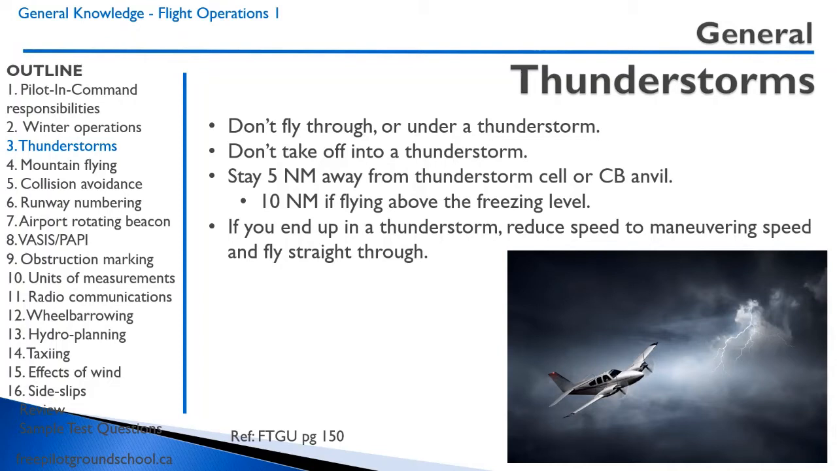If you end up in a thunderstorm, you want to reduce your speed to the maneuvering speed and you want to fly straight through it. You do not want to subject the aircraft to additional G-forces. It's usually faster to just go through the cell, but you should have avoided that situation in the first place.